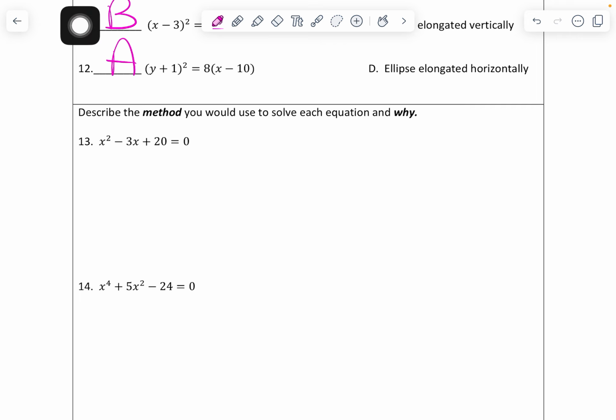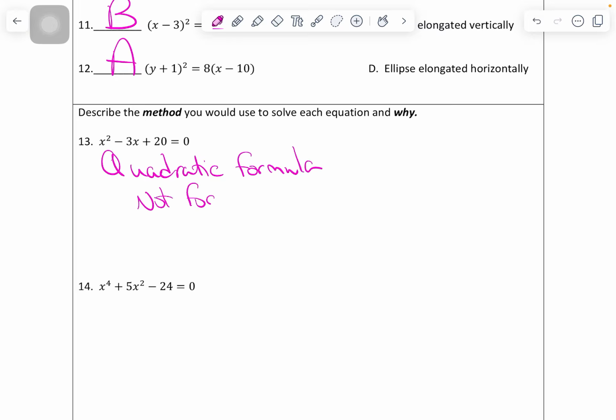Describe the method you use to solve each problem and why. All right, let's see what I can do here. Problem number 13, it's a quadratic, but unfortunately it is not a factorable quadratic. So how would I solve this? Quadratic formula. There's only one L in formula, and the reason is it is not factorable. Technically, you could possibly talk about completing the square here. I would highly not recommend that. I would definitely do quadratic formula.